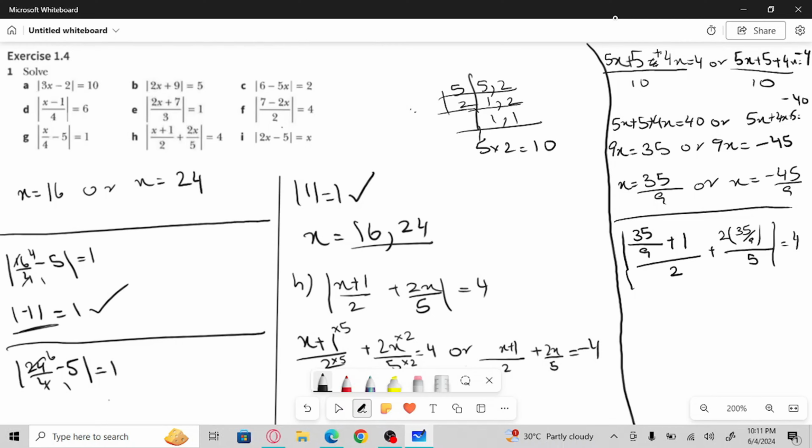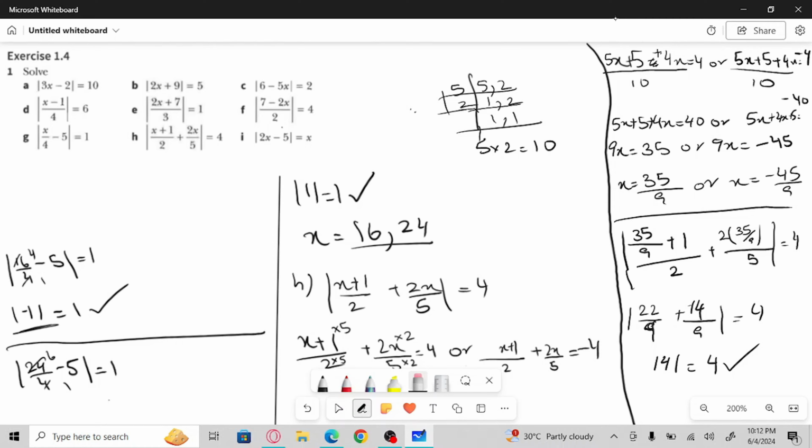So use a calculator. 35 upon 9 plus 1 divided by 2 is equal to 22 upon 9. Use a calculator for this. Don't need to be a mathematician right now who's like the greatest of all time. Use a calculator, it's better. If you have that facility, why not use it? And 2 multiplied by 35 upon 9 divided by 5 is equal to 14 upon 9 in a modulus is equal to 4. Just add these values again with the calculator and we will get 4 is equal to 4. Okay, so this is a correct input.